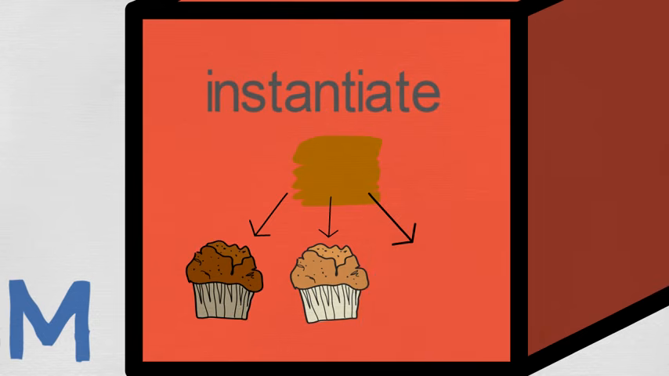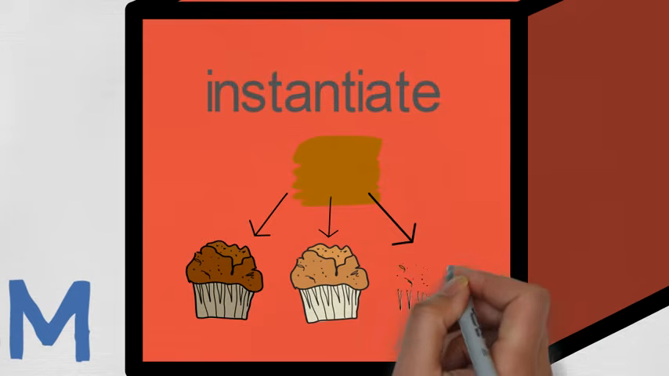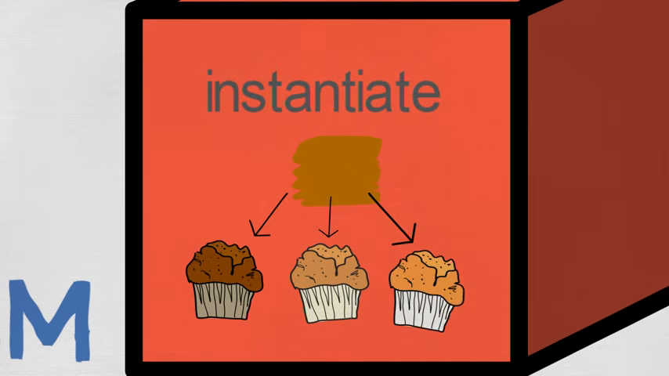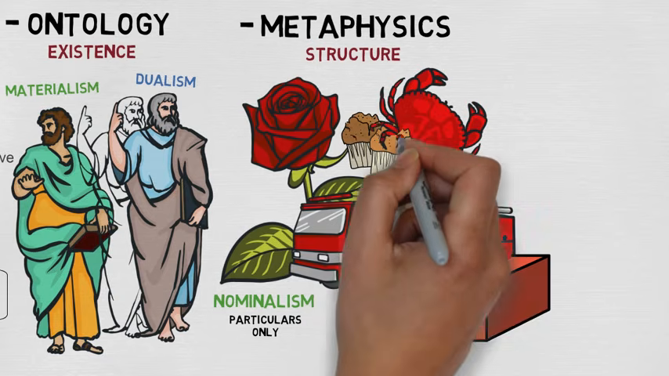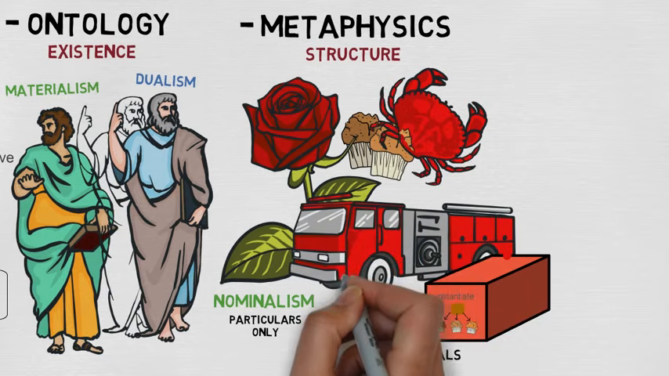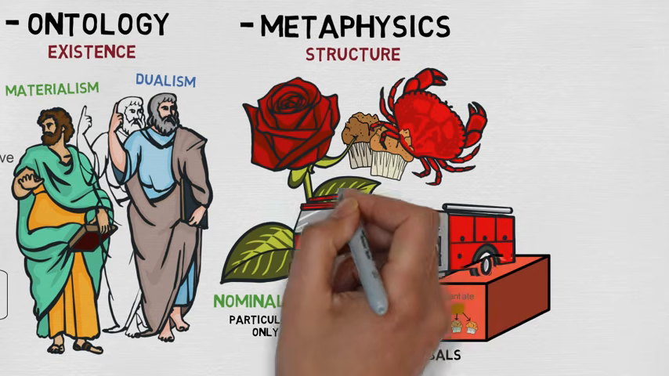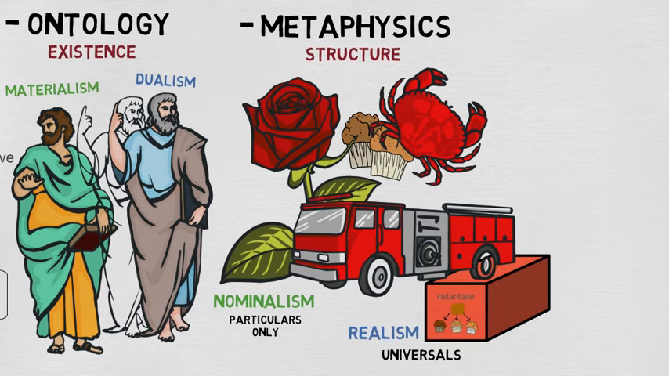Each universal is unique, but is instantiated or possessed by many different particulars. So, for example, many things instantiate the universal redness, a red rose, a red crab, a red fire engine, and so on. Our nominalist scholar to begin with will be Aristotle, and our realist scholar to begin with will be Plato.